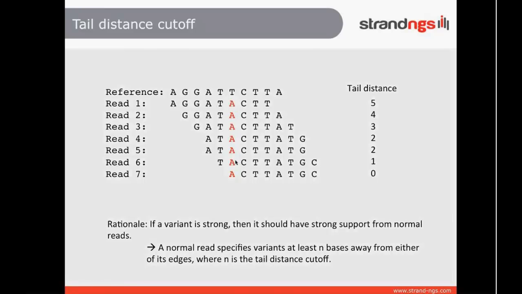So here the rationale is, once again, I'm going to repeat the same sentence. If a variant is strong, it should have strong support from normal reads. Now, in the tail distance cutoff, the definition of normal is that a normal read specifies variance at least n bases away from either of its edges, where n is the tail distance cutoff.